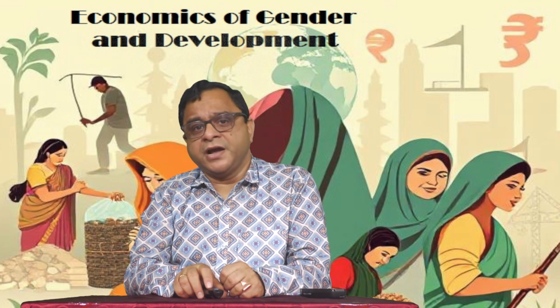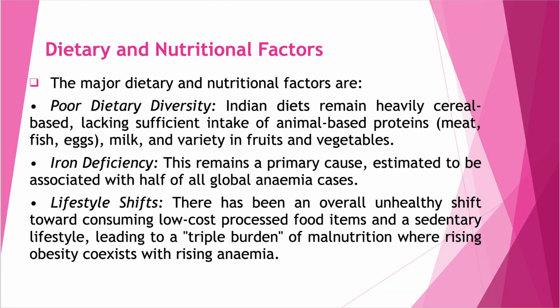The first is the dietary and nutritional factors. Studies have shown that major dietary and nutritional factors include, first, poor dietary diversity. Indian diets remain heavily cereal-based, lacking sufficient intake of animal-based proteins, meat, fish, eggs, milk, and variety in fruits and vegetables. The other thing is iron deficiency. This remains a primary cause, estimated to be associated with half of the global anemia cases.